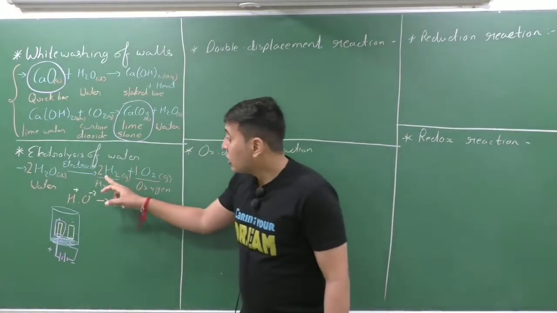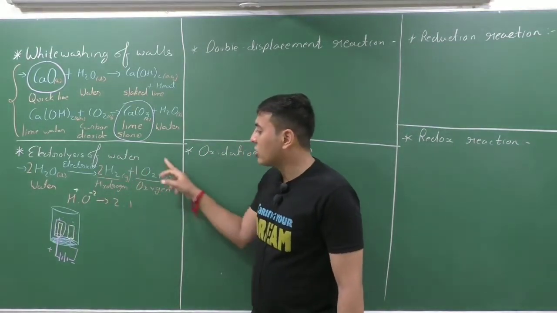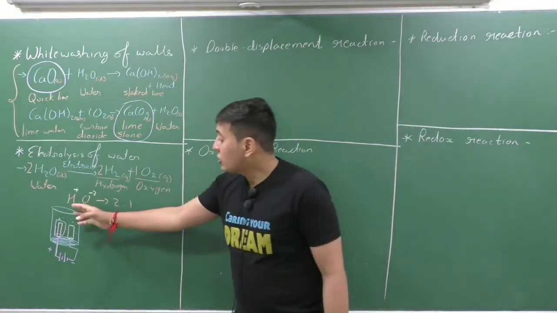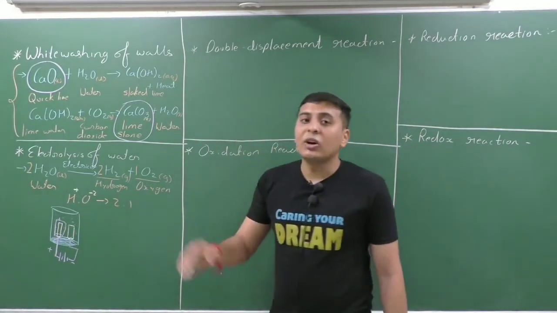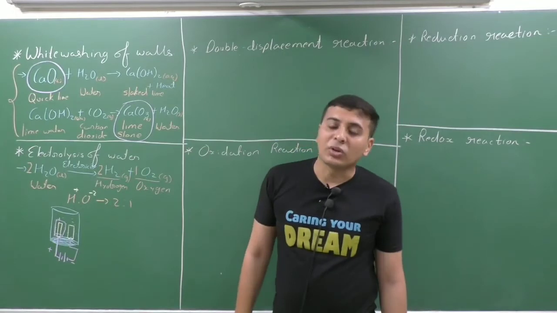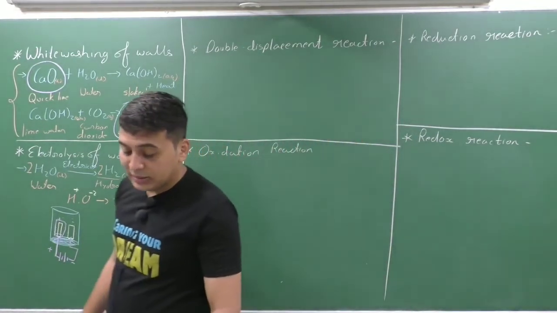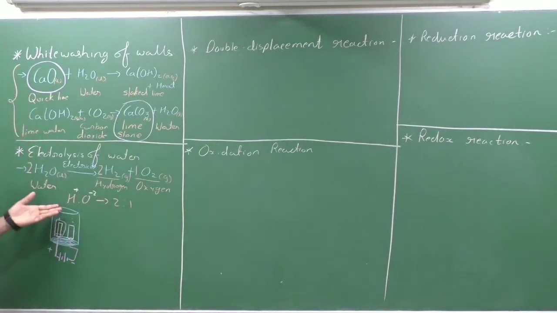Clear? Why? Because during electrolysis, two hydrogen molecules are released and only one oxygen molecule is released. So hydrogen gas is double the amount of the oxygen gas. Clear? Getting it? It is quite simple here. So the gas produced at the negative electrode is double the gas produced at the positive electrode.